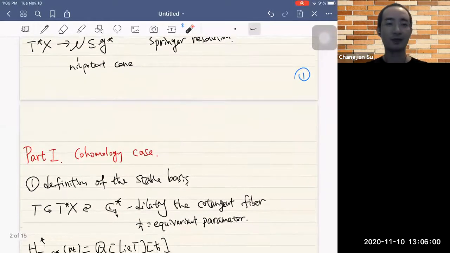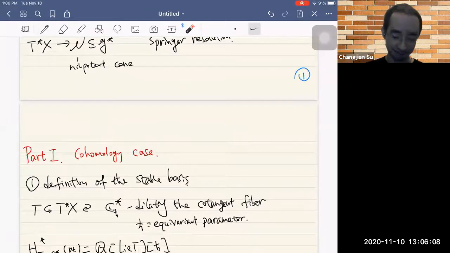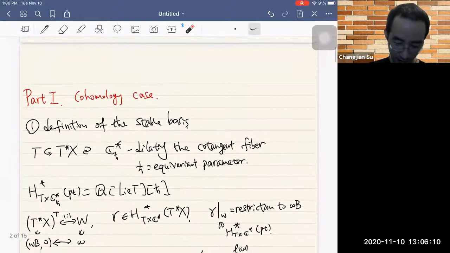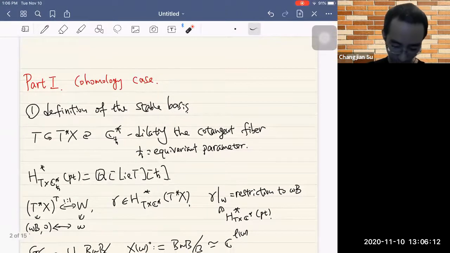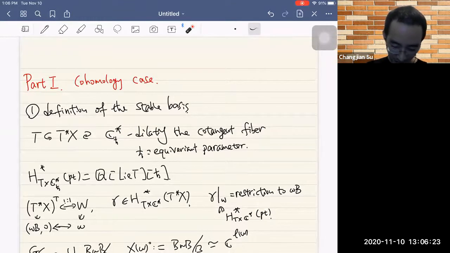My talk will consist of two parts. In the first part, we will restrict to the cohomology case, and in the second part, we will talk about the equivariant K-theory case. First of all, let us review the definition of the stable bases. Since this is a talk at Columbia University, I think most of the audience are already very familiar with these stable bases. And in our case, for the Springer resolution, it is even easier for me to introduce the definition.